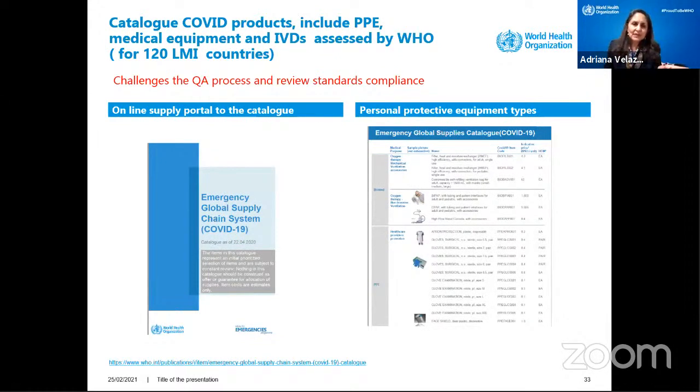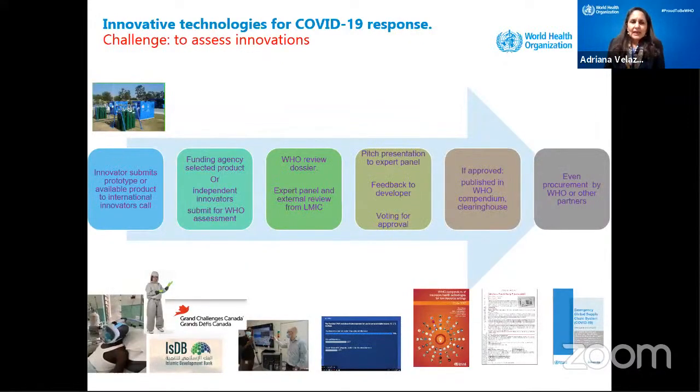Then a team of biomedical engineers also was doing the quality assurance to ensure that those supplies can reach the countries. At the same time, we have the innovative technologies because now everybody has new ideas. What can we do for COVID? So we have received about 300 innovative technologies. We are assessing them. We invite them to do a pitch presentation. We do a voting with an expert panel. We are selecting them. And we think that in the next 2 to 3 weeks, we will launch the first phase of the Compendium of Innovative Technologies for COVID, for low resource settings.